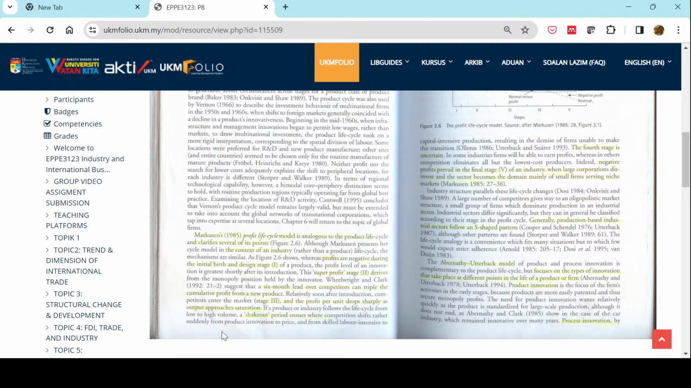Stage 4, not certain. In some industries, firms will be able to earn profits, whereas in others, competition eliminates all but the lowest cost producers. Indeed, negative profits prevail in the final stage.